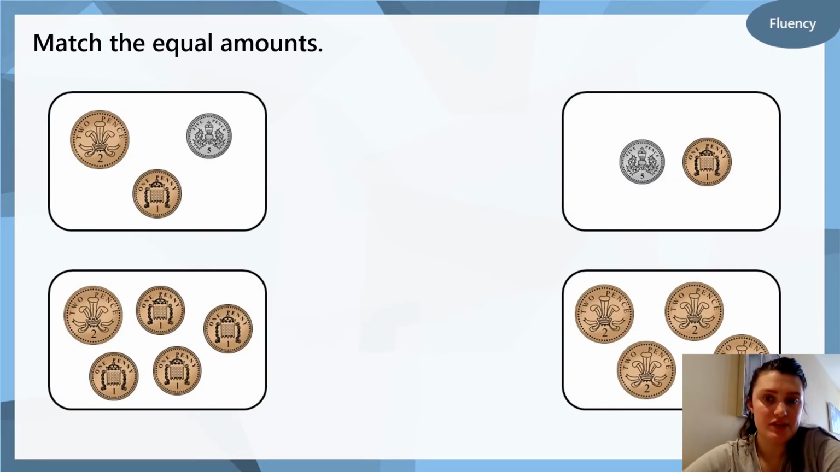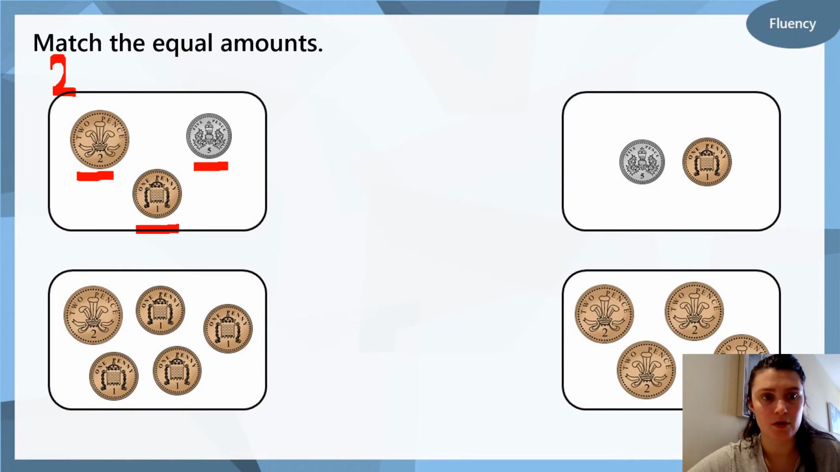Okay, so what we're going to do today is we're going to look at matching these equal amounts. So in each box, we have some coins. We need to add them all up and see how much it comes to. So we're going to do this all together. So let's start with this first box here. We have 2 plus 1 plus 5. Can we do that together?